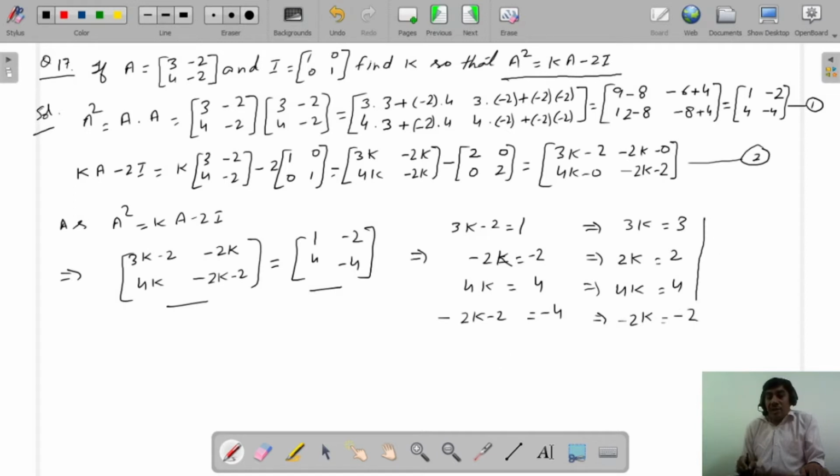From all these linear equations, we have K is equal to 1. From the first linear equation, 3K is equal to 3, therefore K is equal to 1. For the second, 2K is equal to 2, therefore K is equal to 1. 4K is equal to 4, that means K is equal to 1. Minus 2K is equal to minus 2, therefore K is equal to 1. So K is equal to 1 is our required answer.